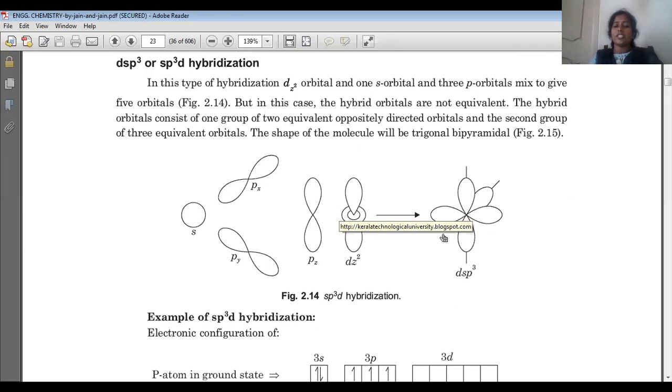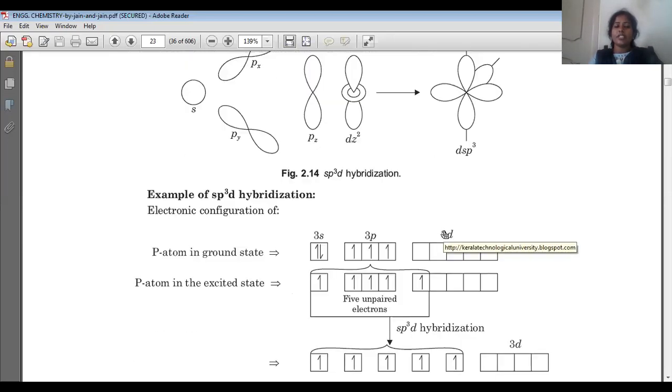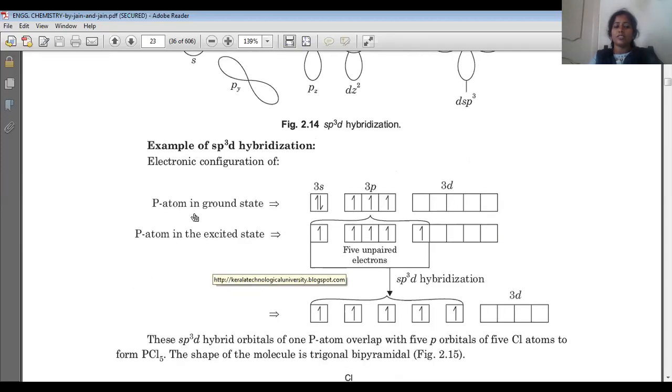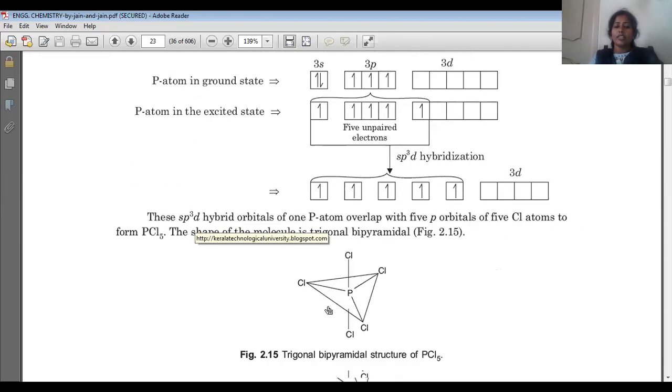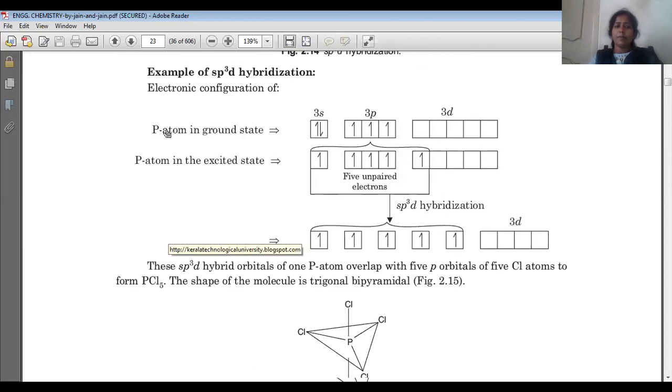So that dsp3 hybridization is possible. We are taking a simple example, phosphorus pentachloride. Phosphorus atom is a nitrogen family element, so the ns2 np3 configuration will be there. ns2 np3 is the valence electronic configuration. When we excite one of the electrons from the s orbital, that electron enters into the d orbital. So we will get 3s1, 3p3, 3d1.